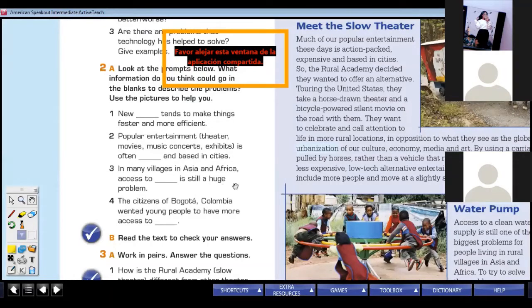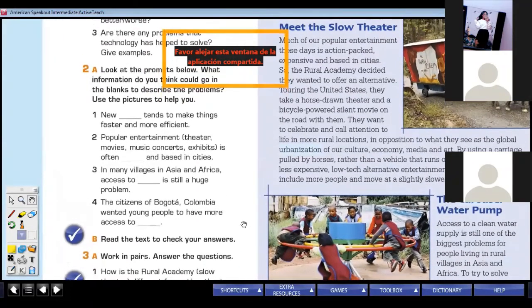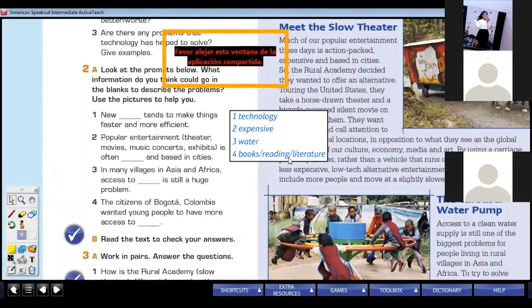Number 4: the citizens of Bogota, Colombia, wanted the young people to have more access to blank. To read, right? Yeah, to read or to books itself, physical books actually. So let's see the answers. Take a look, the first one: we got technology, expensive. You say clean water, so acceptable, that was good. Books, reading, or literature. So all the answers are good. Very good, people. So let's go on to the next one.